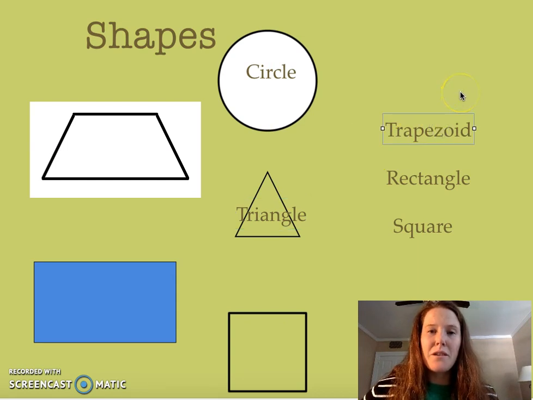Next is a trapezoid. Show me with your fingers how many sides a trapezoid has. That's right, it has 4 sides. But there's a couple other shapes that have 4 sides too. So what makes a trapezoid different? Well, we know that 2 sides are parallel, which means they're going the same direction. It has a top and it has a bottom. And they're different sizes, but they're going the same direction. So that's our trapezoid. Do you see a shape that sounds like that? Good job, let's match them up.